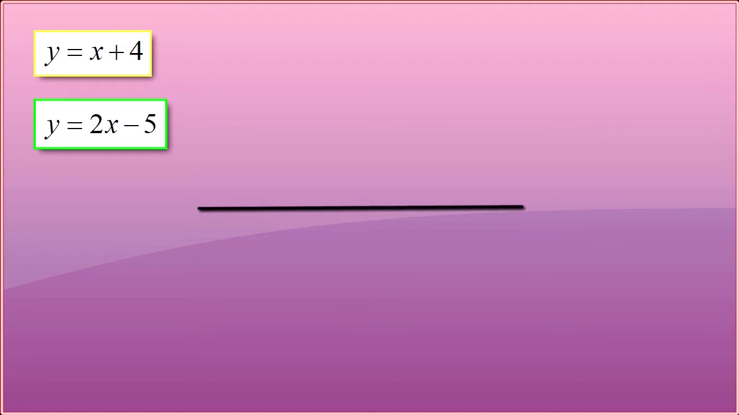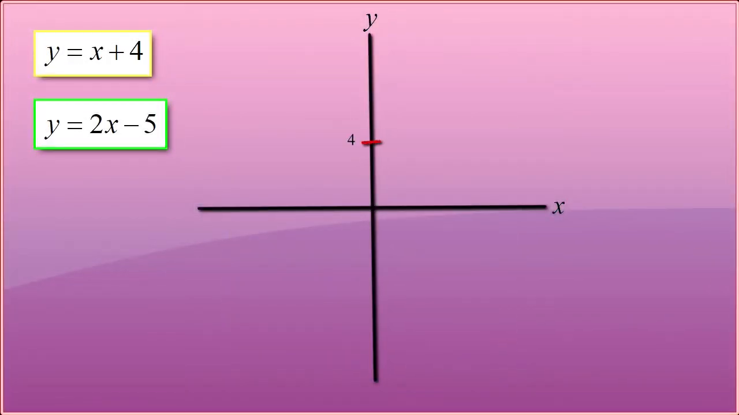Let's start out by drawing x and y axes. Pause here to try the example on your own. The first line intersects the y-axis at y equals 4. The second line does so at y equals minus 5. The first line has a slope of 1, while the second line has a slope of 2. This means that the second line is steeper than the first line. Both slopes are positive. Based on this information, we can make a rough sketch of the two lines.